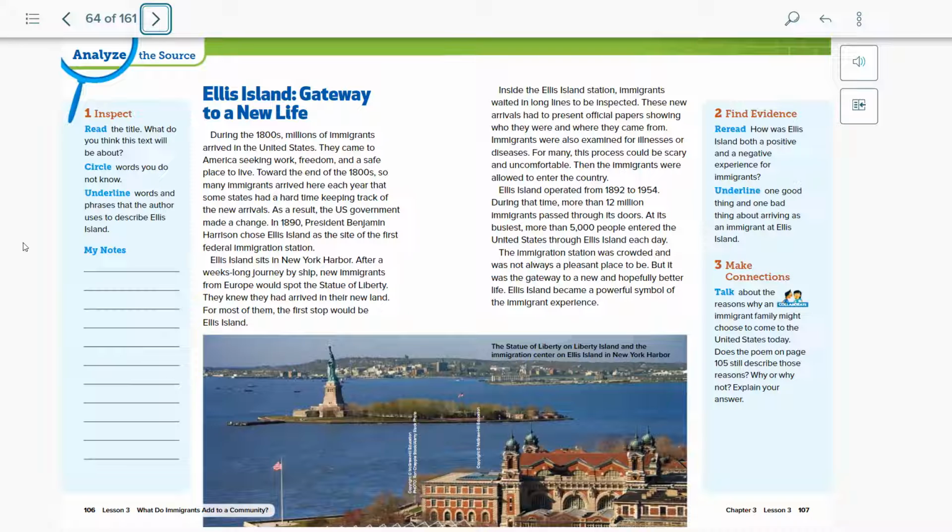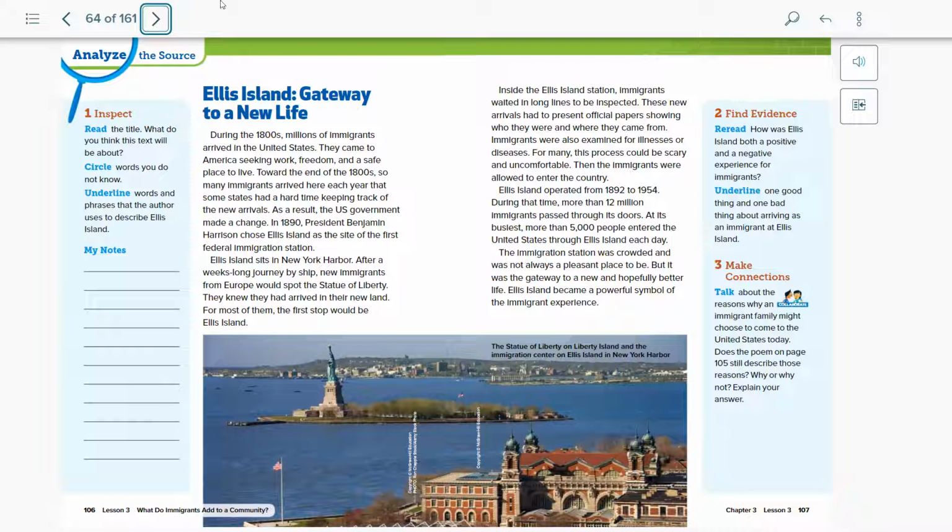And although it was really busy and kind of an uncomfortable and frightening experience for people who were coming for the first time, trying to figure out where they were, a lot of people were able to pass through there fairly quickly and were able to start a new life and hopefully a better life. In the picture at the bottom, we can see the Statue of Liberty on Liberty Island and the Immigration Center on Ellis Island in New York Harbor.